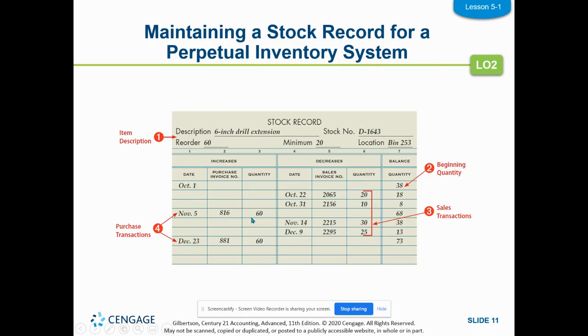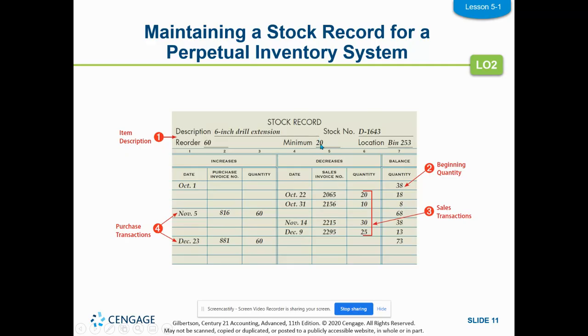So here it shows us our increases side. So when we reorder, it shows our decreases side when we sell, and then we have a balance column. So on October 1st, I had a beginning balance of 38. On October 22nd, I sold 20, so that dropped my inventory down. On the 31st, I sold another 10. So that left me with 8.